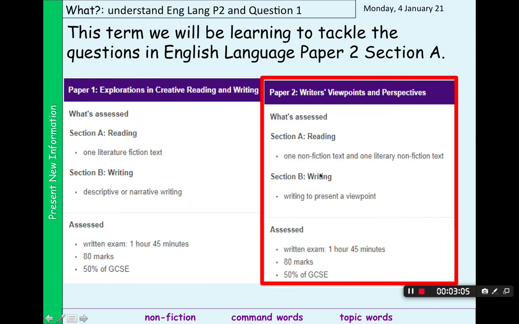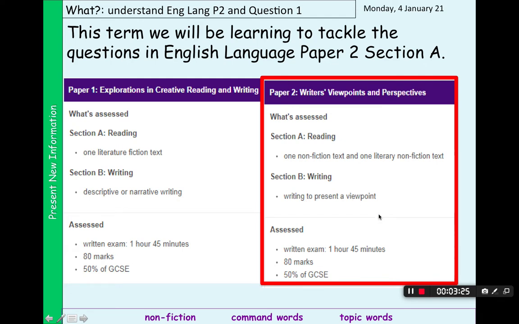And then section B, the writing section, instead of writing something creative, you get to write something to present a viewpoint, so a non-fiction text of your own, something like an article, a speech, a letter, something along those lines. And that exam will last an hour and 45 minutes. It's worth 80 marks, and it's the other 50% of that English language GCSE.